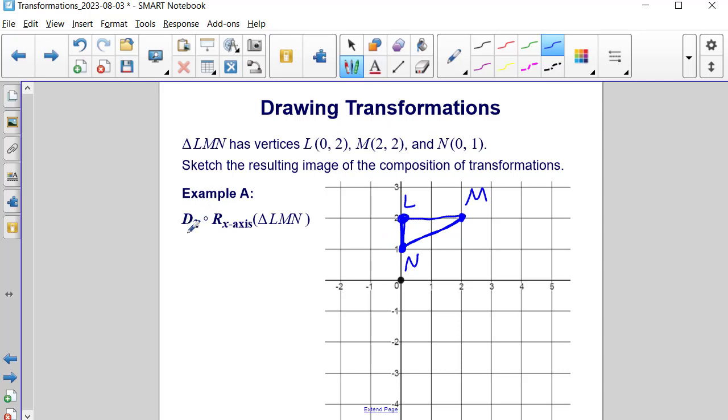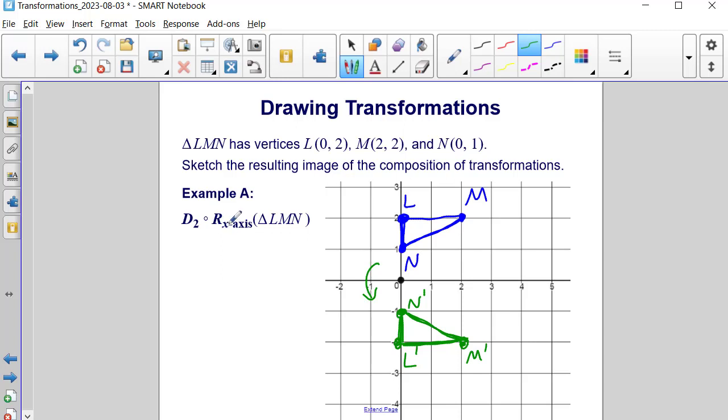Again, this reads as a dilation with a scale factor of 2 after a reflection across the x-axis. So we have to reflect it across the x-axis first. We're going to go down 1 for point N, so we have to go down 1 again for point N prime. For L, we have to go down 2 to get to the x-axis, so we have to go down 2 again. And then for M, we have to go down 1, 2, and then another 2. So here is triangle L prime, M prime, N prime.